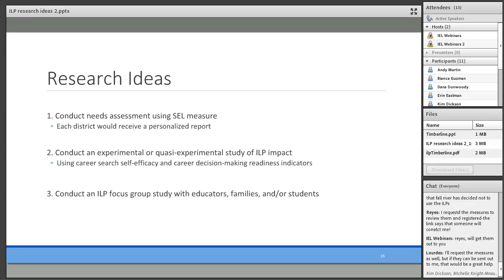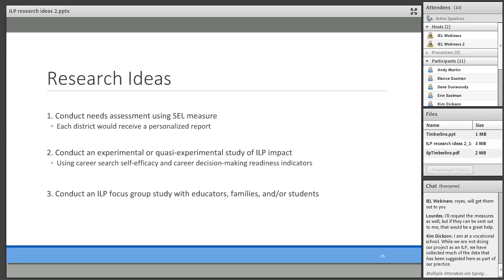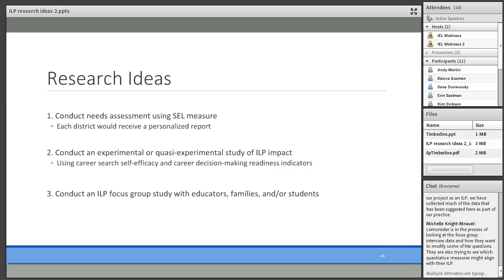Great. That's great, Erin. Thank you. Good to hear that. I don't know if anybody else has that going on within their schools and in their partnering with researchers.